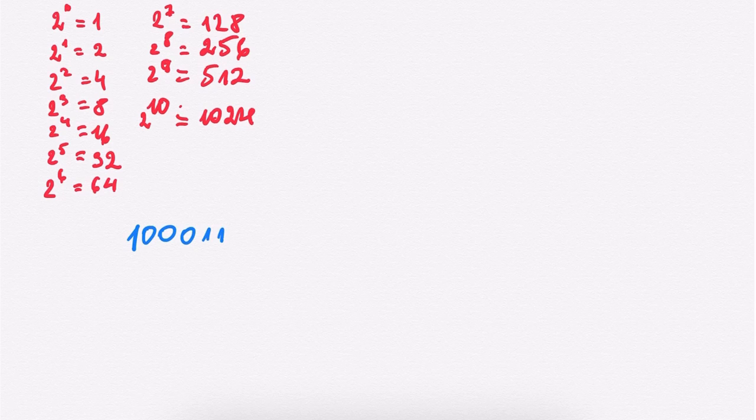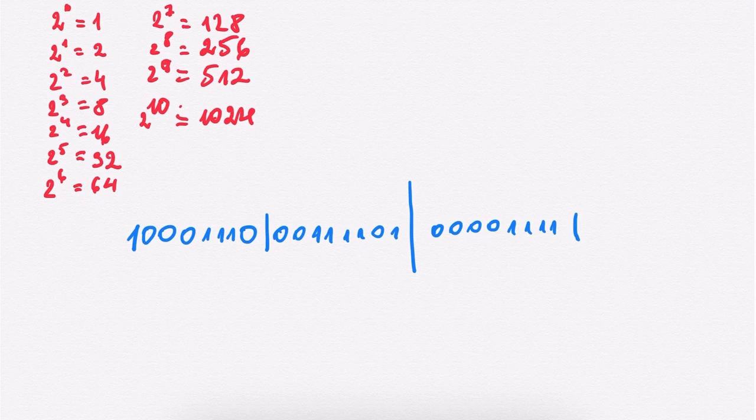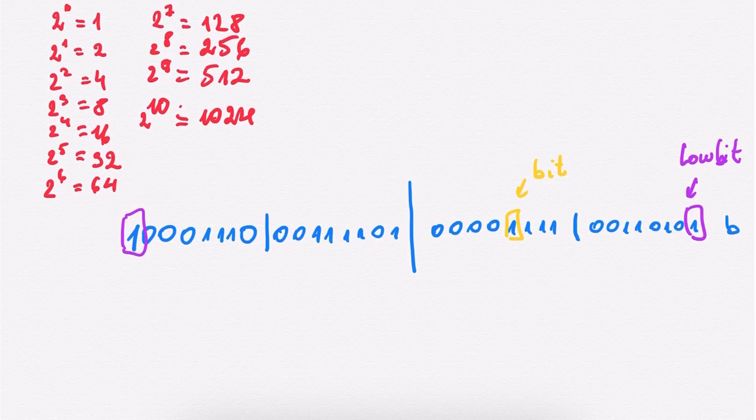Consider the following 32-bit size binary number. It's a combination of zeros and ones and zeros. At the end of it, we write a letter B to distinguish it from any other decimal possible number. Each digit is called a bit, and a bit can have values of 0 or 1. The very right-hand side bit is called the low bit, and the very left-hand side bit is called the high bit.